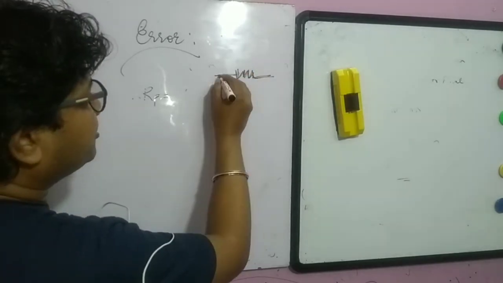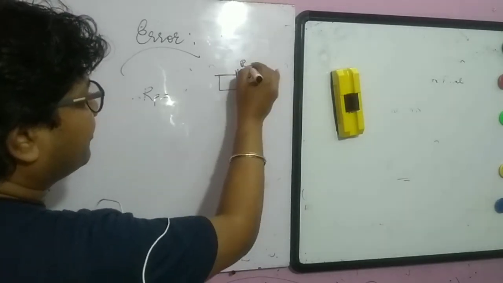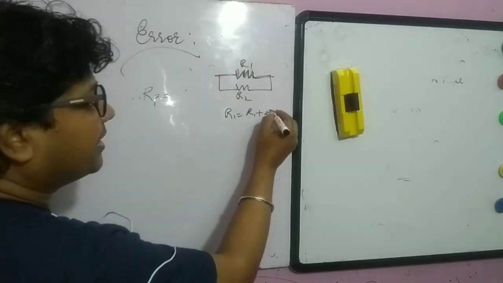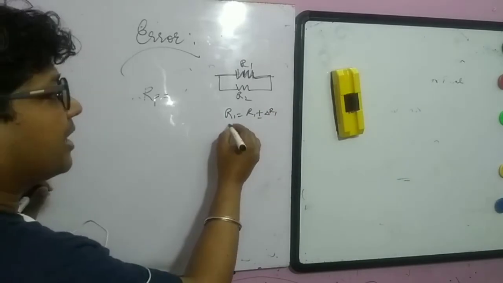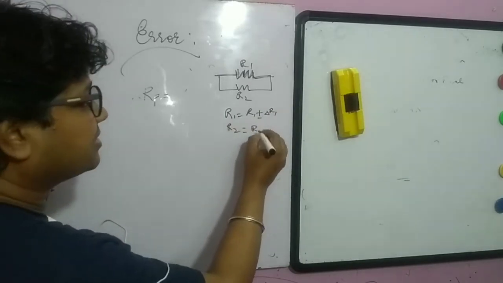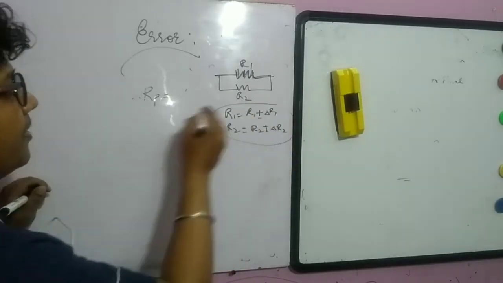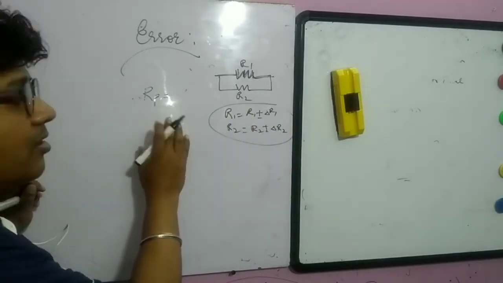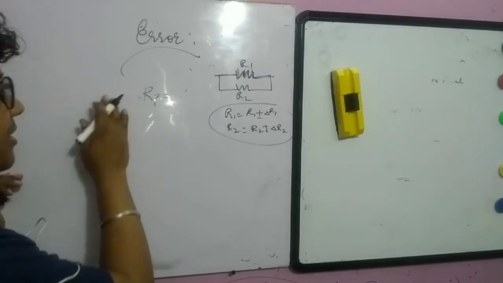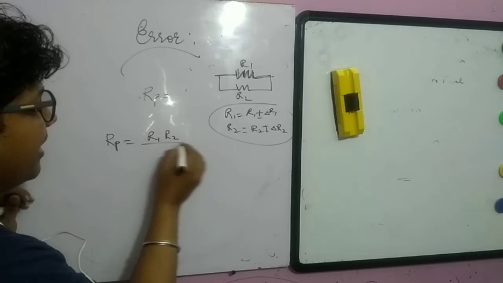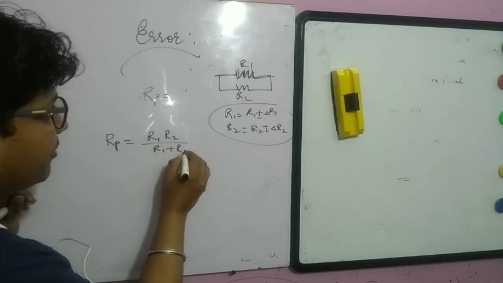Rp is the parallel combination of these two, R1 and R2, and they are given by R1 plus minus delta R1, and R2 plus minus delta R2. You have to find the error or limiting value of Rp. So what will be Rp? Rp will be equal to R1 R2 divided by R1 plus R2.